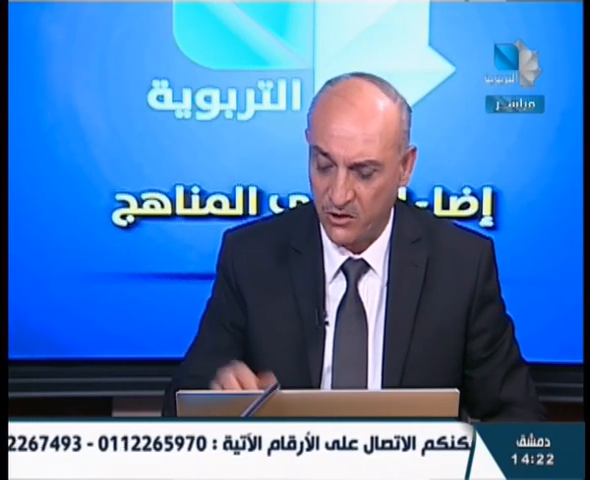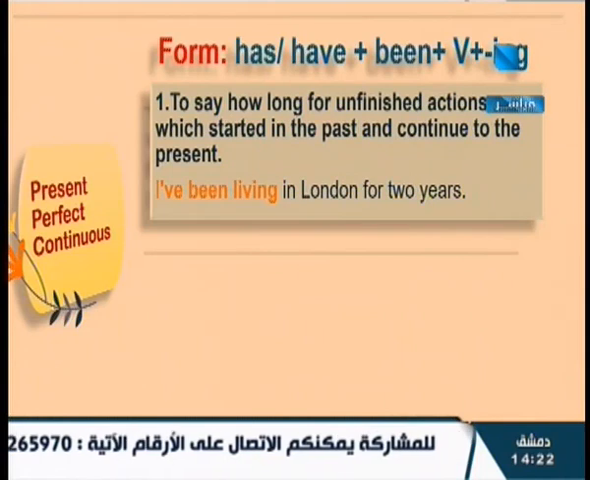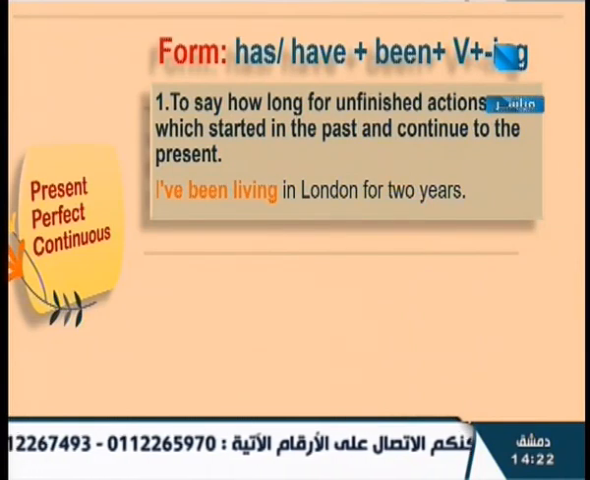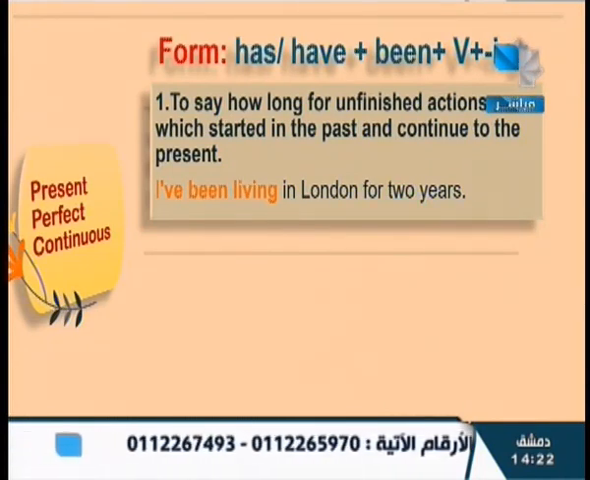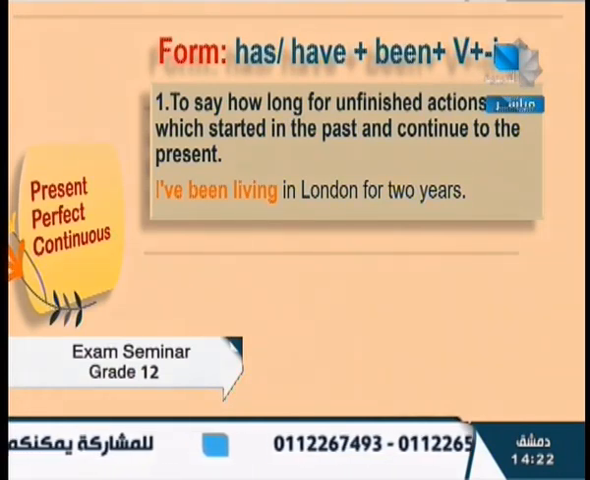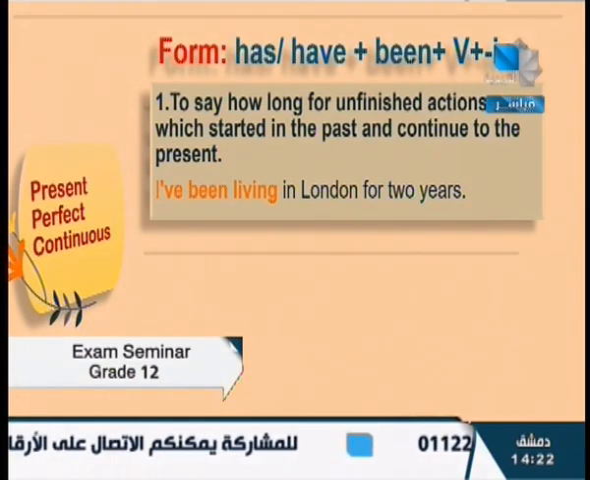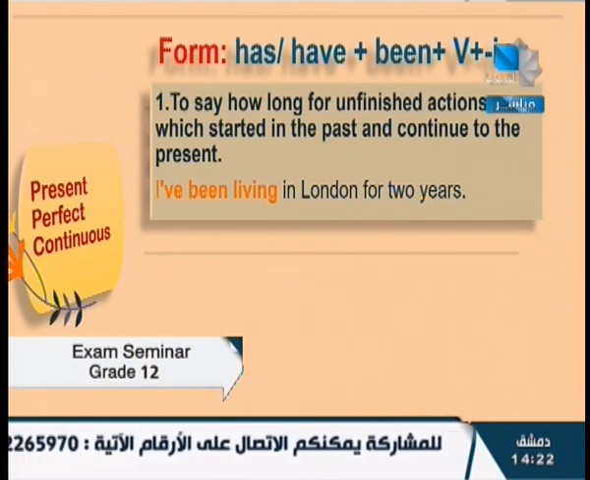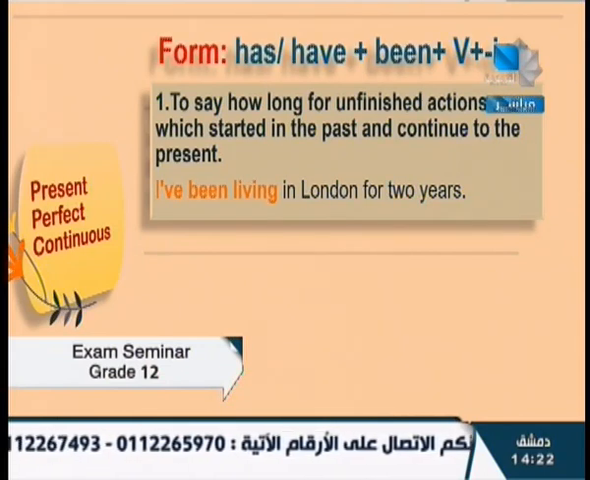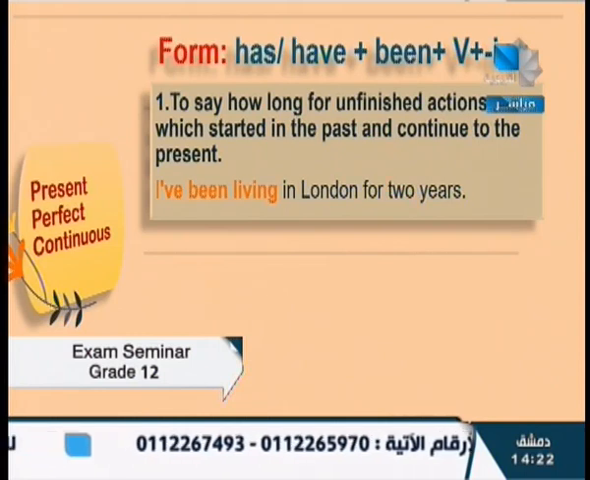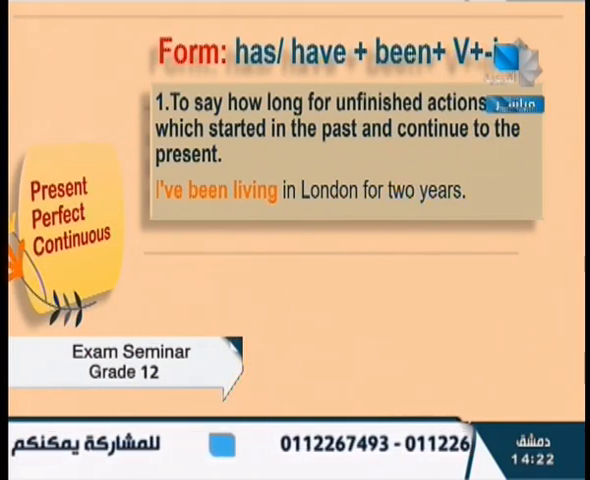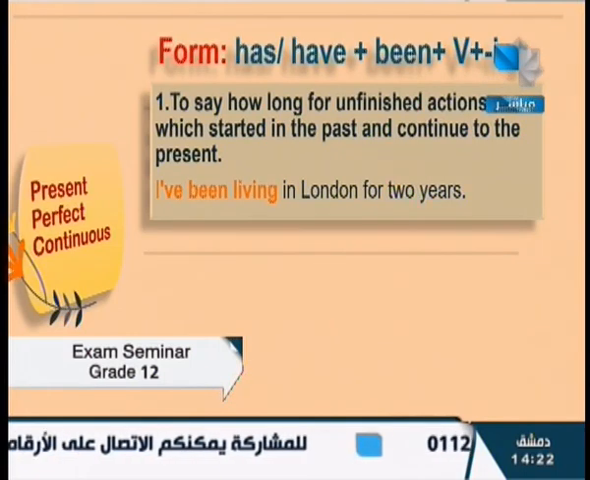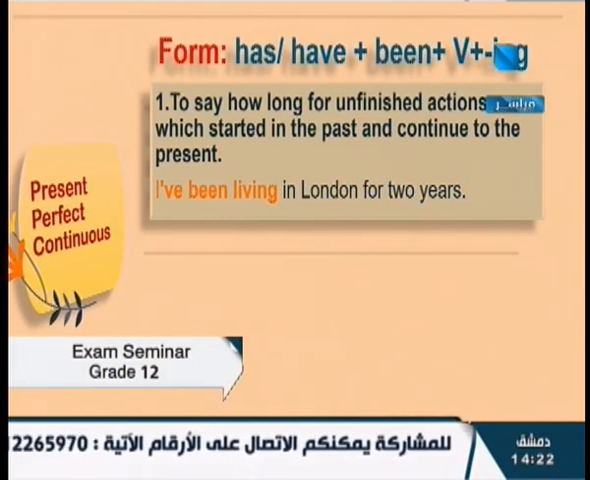What else, Miss Majid, please? Now we'll talk about the present perfect continuous. For the form, we use has or have plus been plus the verb adding ing. And for the use of the present perfect continuous, we use it to say how long for unfinished actions which started in the past and continue to the present. I've been living in London for 2 years.